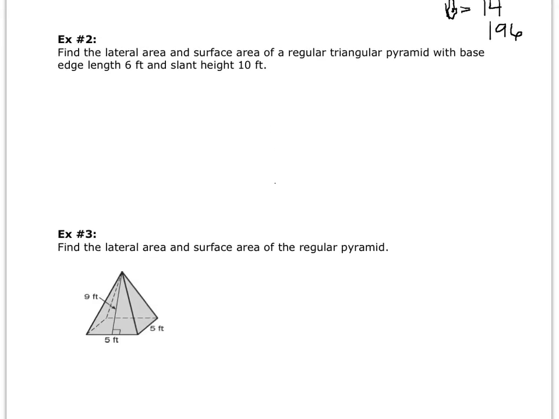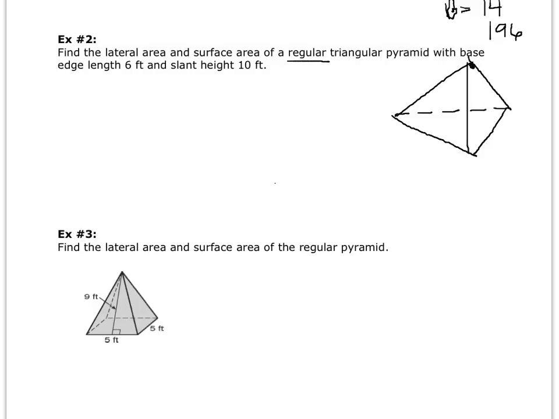Find the lateral and surface area of a regular triangular pyramid with a base edge length of 6, slant height of 10. So I'm going to try to draw this triangular pyramid, and it can be a little bit tricky. So I'm going to make a dotted line back here, because I know that I'm going to make my pyramid peak right there, and that back part will be hidden. So when I connect, there is my pyramid.